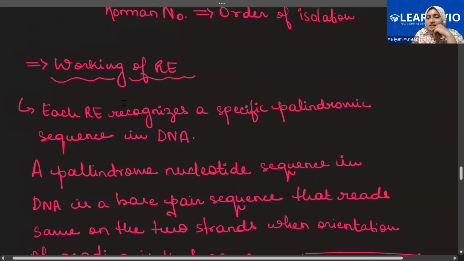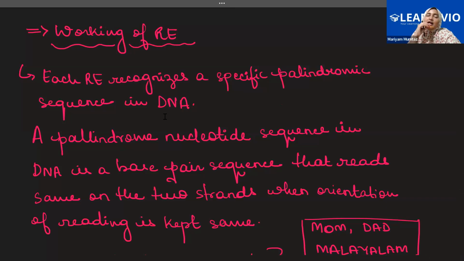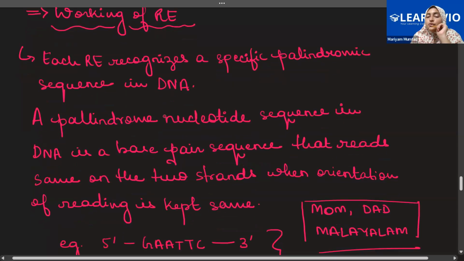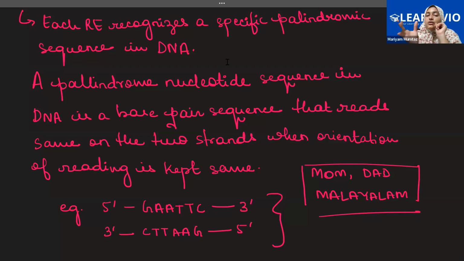Now the working of restriction enzymes. Each restriction enzyme recognizes a specific palindromic sequence in DNA. Meaning, it doesn't mean that the restriction enzyme just goes anywhere and starts cutting. No. First of all, it recognizes a particular sequence. And what is that sequence called? Palindromic sequence. Now, what is a palindrome? A palindromic nucleotide sequence is a sequence that reads the same in both directions, whether you go from right to left or from left to right.